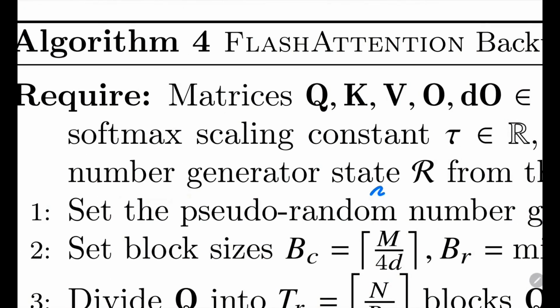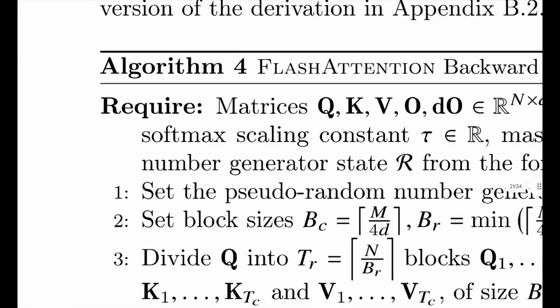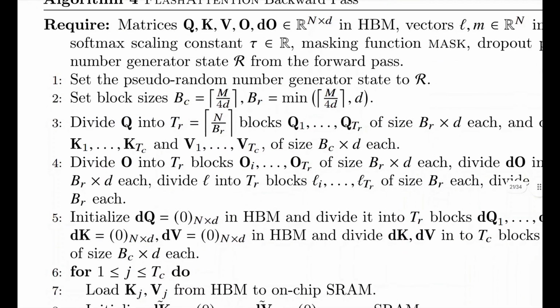For the state of the algorithm, we need R, the pseudo random number generator state. This must be the same as the forward pass so that we can reproduce the dropout mask.